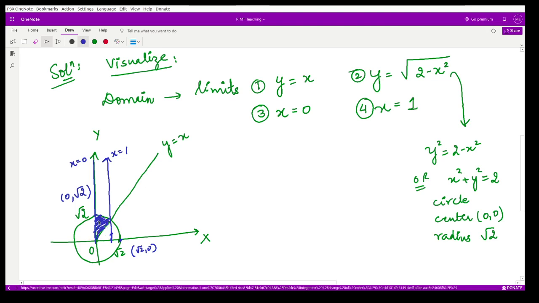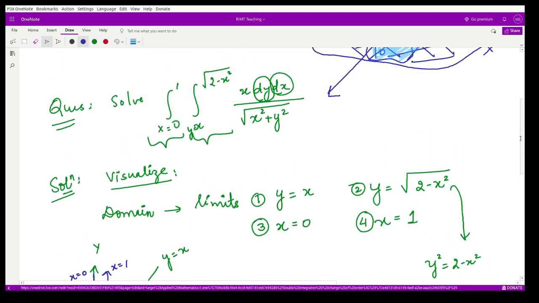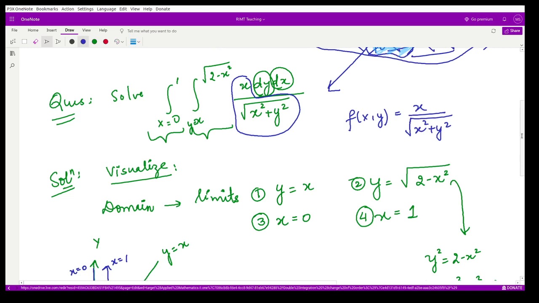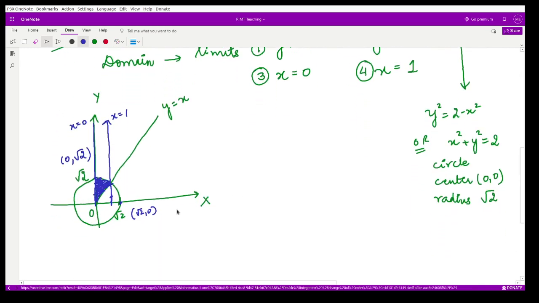So this is our area with respect to which we have to perform the integration. What we have to perform the integration of? The integration of this particular function. So our function f of x,y is given to be x divided by square root of x square plus y square. So we have to perform this integration with respect to the given domain, this one.